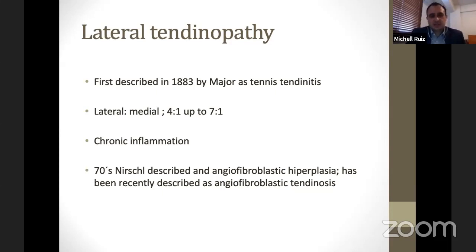In the 70s, Dr. Nirschl described the findings as an angiofibroblastic hyperplasia, but there have been some findings from the microscopic point of view that have changed this. The findings are very subtle, and now we call it a tendinosis, an angiofibroblastic tendinosis.